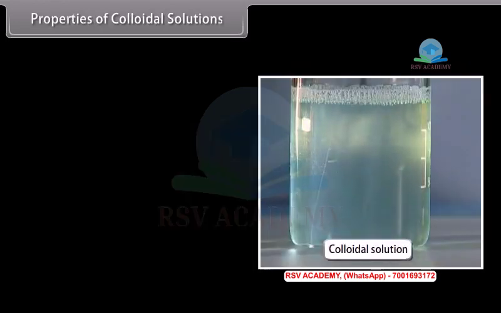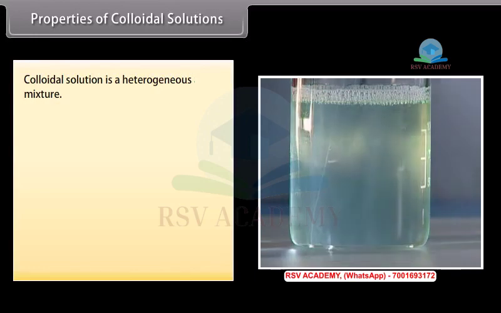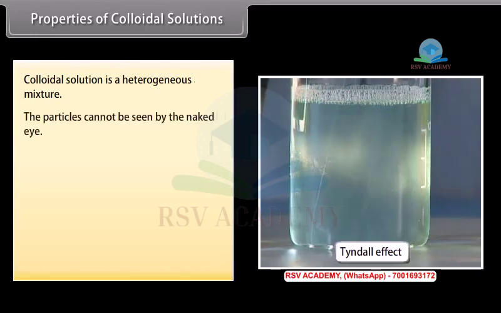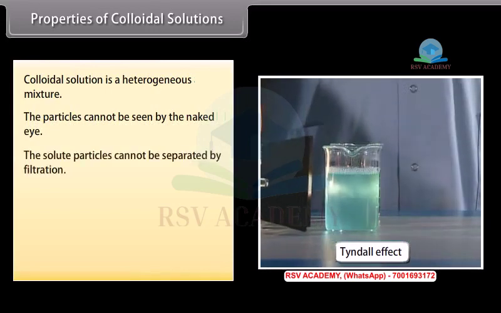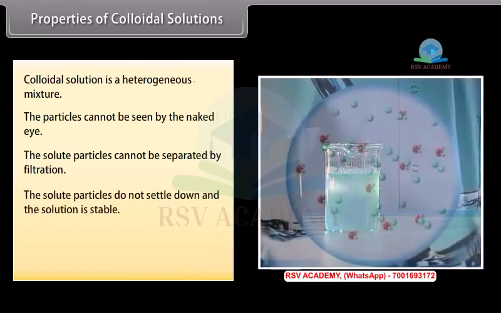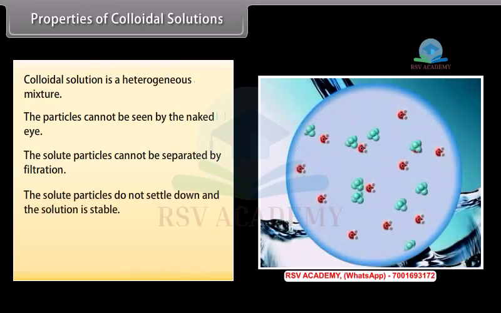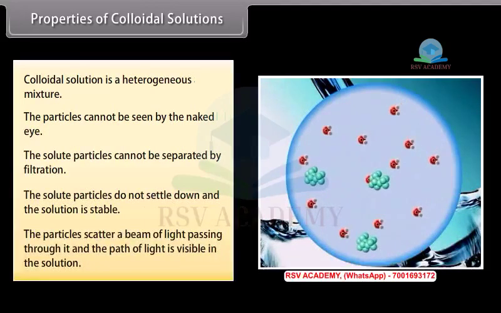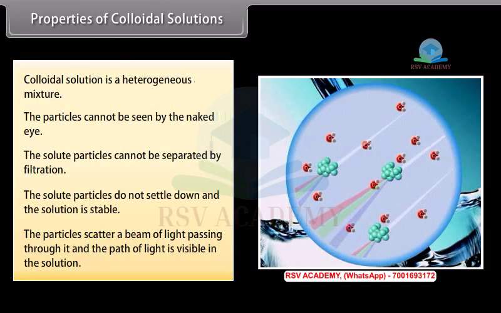Properties of colloidal solutions. A colloidal solution is a heterogeneous mixture. The particles cannot be seen by the naked eye. The solute particles cannot be separated by filtration. The solute particles do not settle down, and the solution is stable. The particles scatter a beam of light passing through it, and the path of light is visible in the solution.